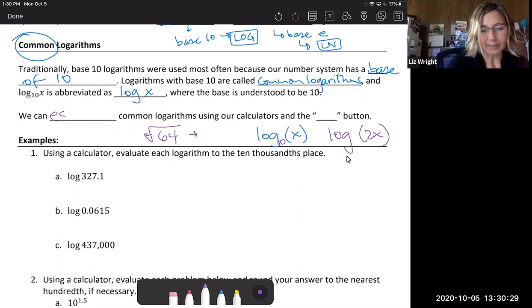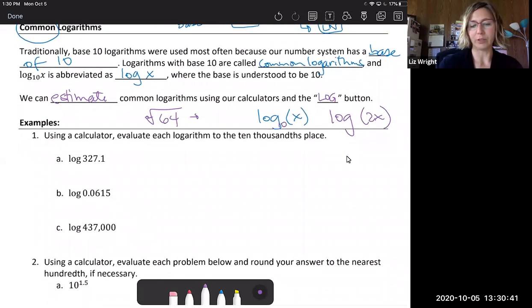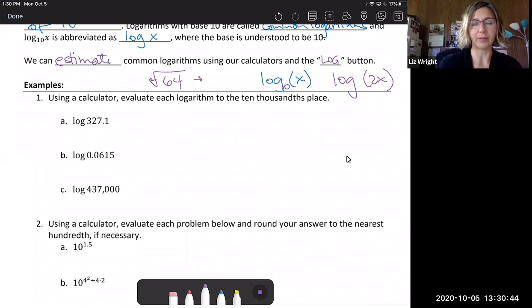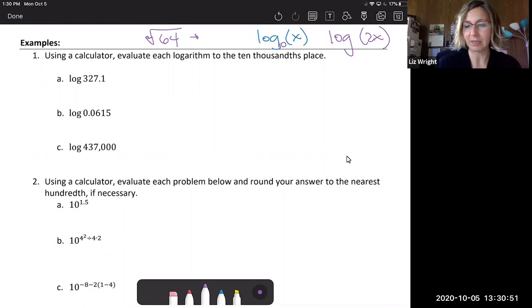We can estimate common logarithms using our calculators and the log button. That's actually what we're going to do just down below. Some of these I'm going to leave for you to do in your calculators because it really is just a calculator exercise. So using a calculator, you need to evaluate each logarithm to the 10,000th place. All right, so that's 4 places past the decimal. Sorry, I looked at a different example.